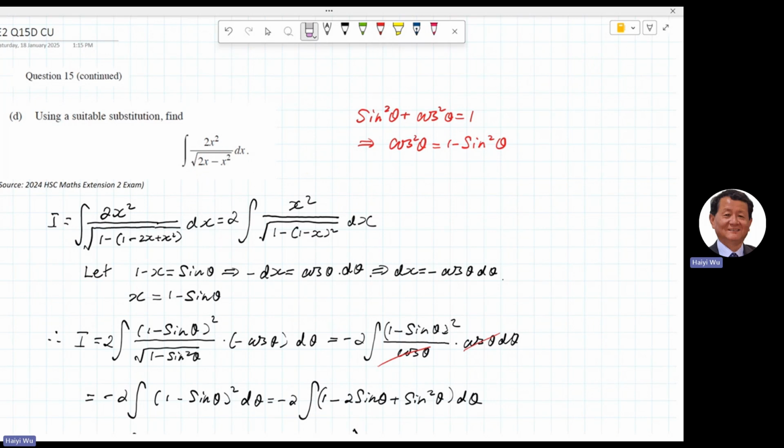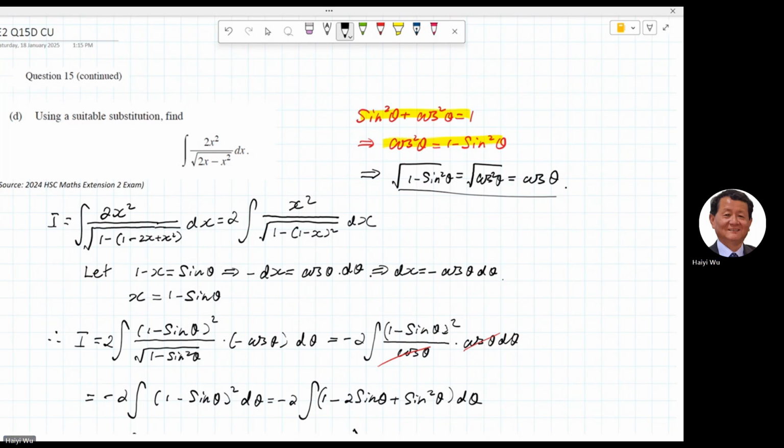So I'm going to use the trigonometry identity. Why use the trigonometry identity? Because we know that if I have something to do with square root of 1 minus sine squared theta, it becomes cosine squared theta, so that's cosine theta. That's the very important consideration.